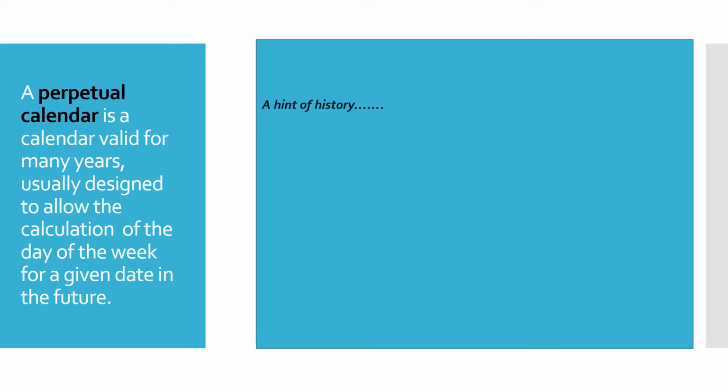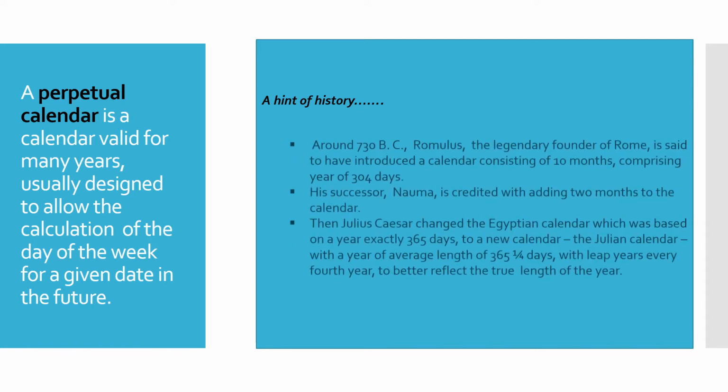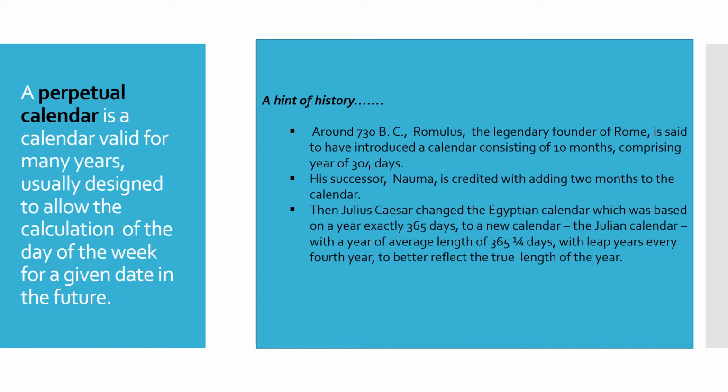Let's have a hint of history. Around 730 BC, Romulus, the legendary founder of Rome, is said to have introduced the calendar consisting of 10 months, comprising a year of 304 days. His successor Numa is credited with adding 2 months to the calendar. Then, Julius Caesar changed the Egyptian calendar, which was based on a year of exactly 365 days, to a new calendar, the Julian calendar, with a year of average length of 365 and 1/4 days, with leap years every fourth year to better reflect the true length of the year.